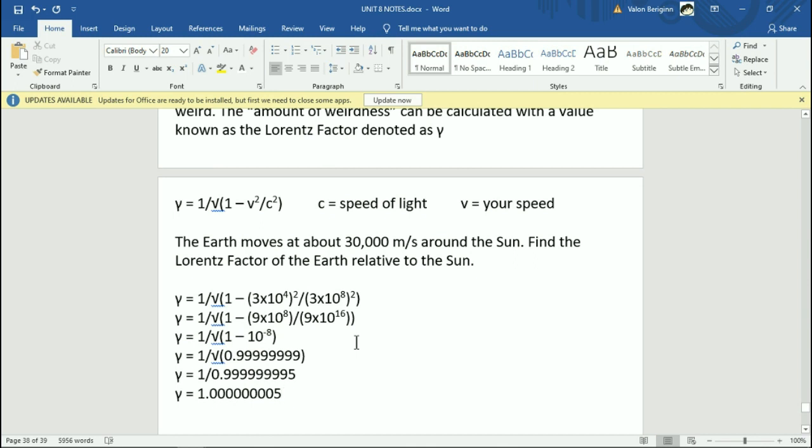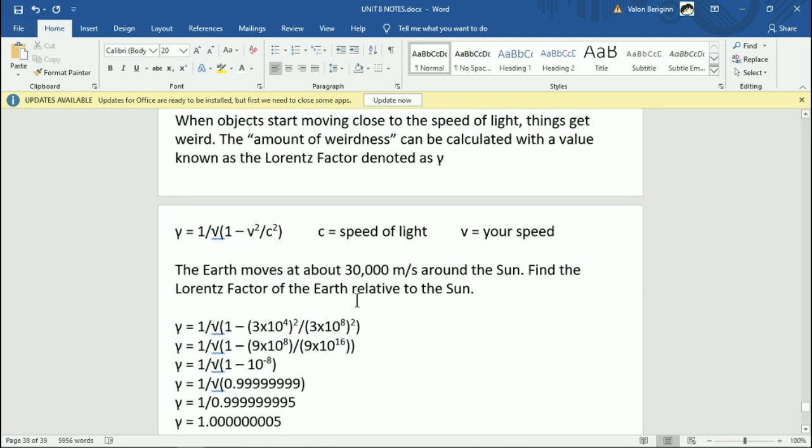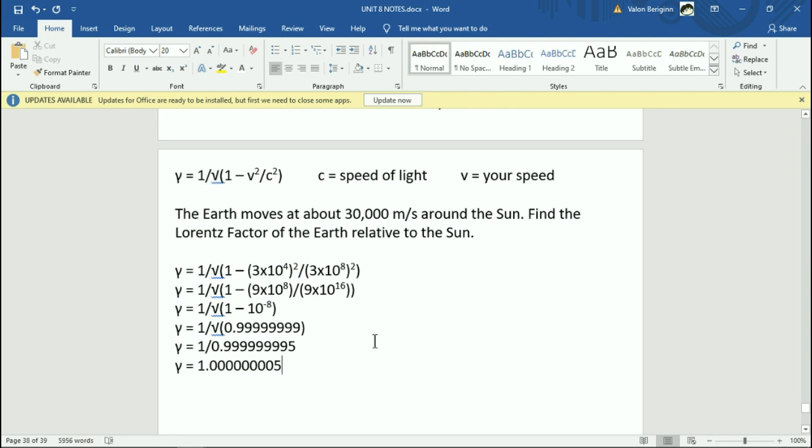So you will notice that that number is very close to 1. Now, if your speed is 0, then this whole thing just becomes 0. So 1 minus 0 is just 1, and then the square root of 1 is 1, and then 1 over that is 1. So at v equals 0, your Lorentz factor is just 1. Basically it's saying everything is just normal. So you're never going to have a Lorentz factor that's less than 1.